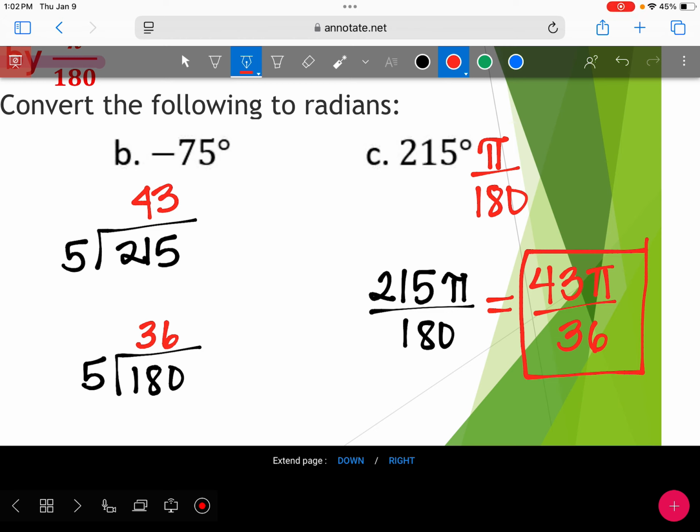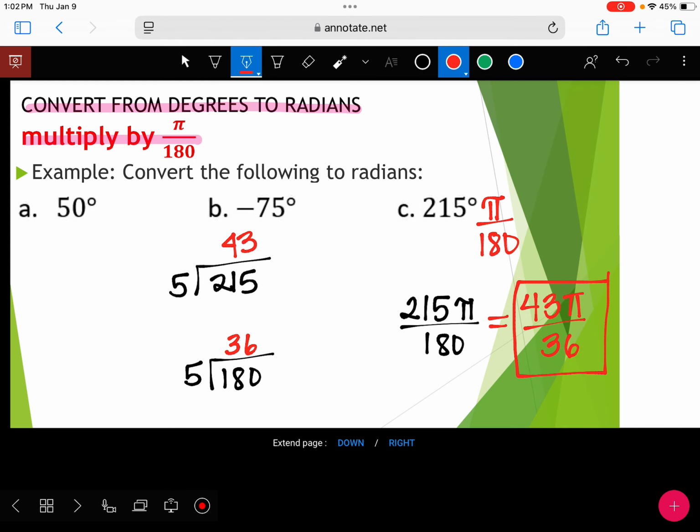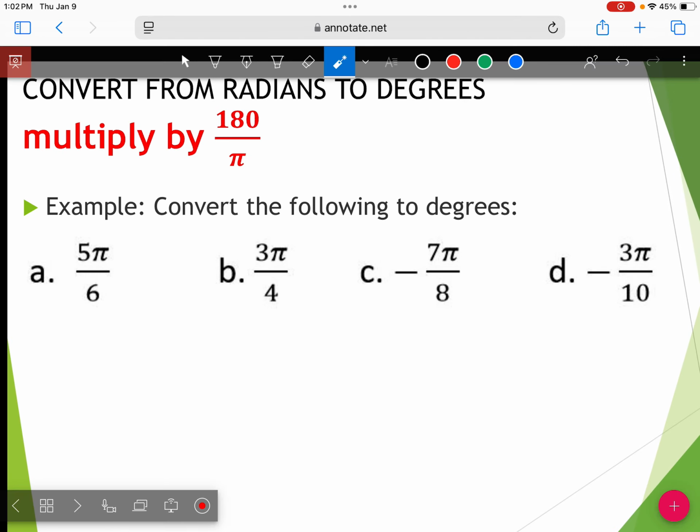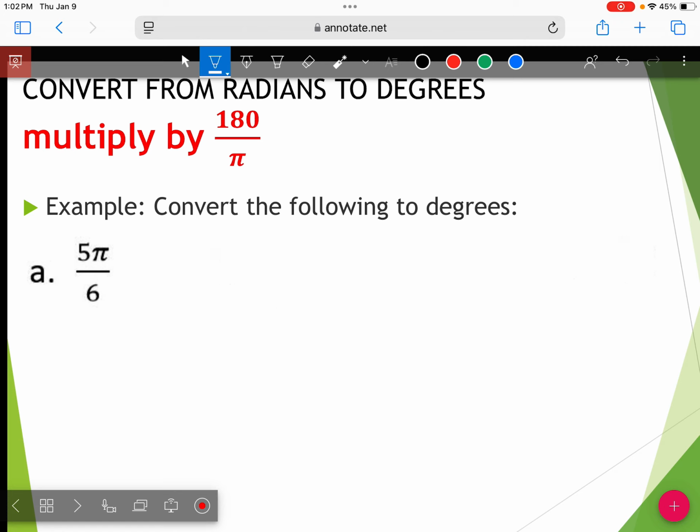So now let's go the other direction. Let's go from radians to degrees. When I'm going from radians to degrees, all I'm doing is I just flip this fraction. We're going to skip over this one. So we'll copy down one at a time. We're going to start with 5 pi over 6, and we're going to convert that to degrees. So that means we have to flip our conversion. So now we're multiplying by 180 over pi.